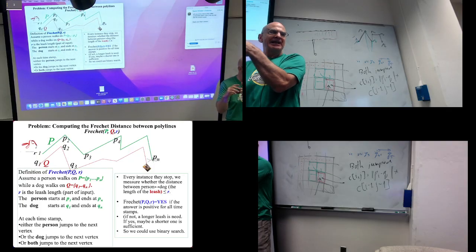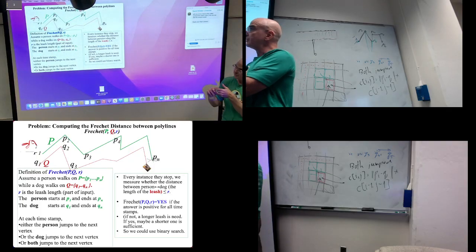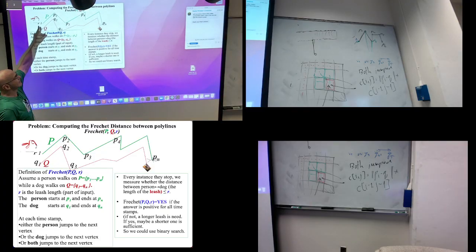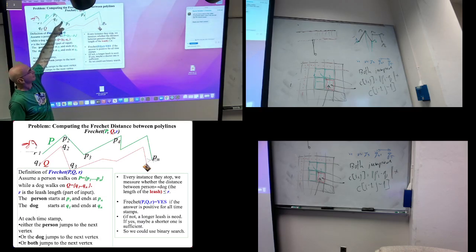But is the Frechet problem clear to everybody? I'll state it once again. It takes P, Q, and a length of a leash, 1 meter. And there is again a series of steps. At every time step, either the dog jumps to the next vertex, or the man jumps to the next vertex, or they both jump to the next vertices correspondingly. The person, of course, only on P, the dog only on Q.